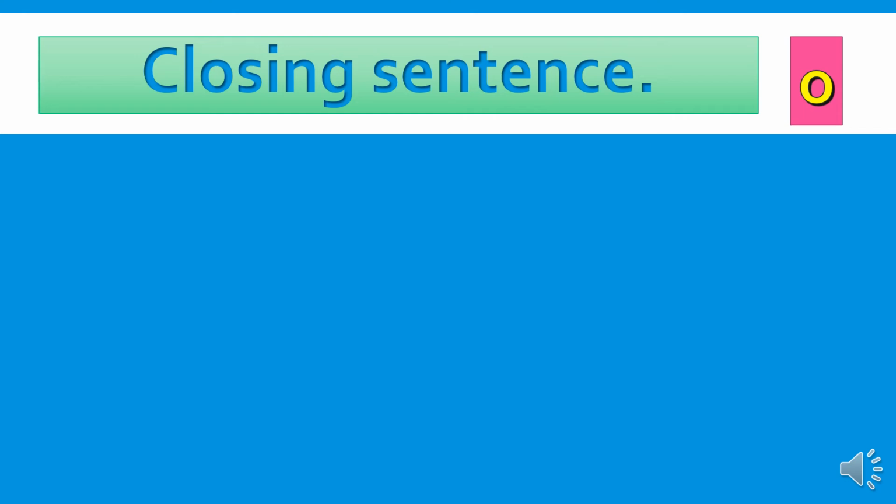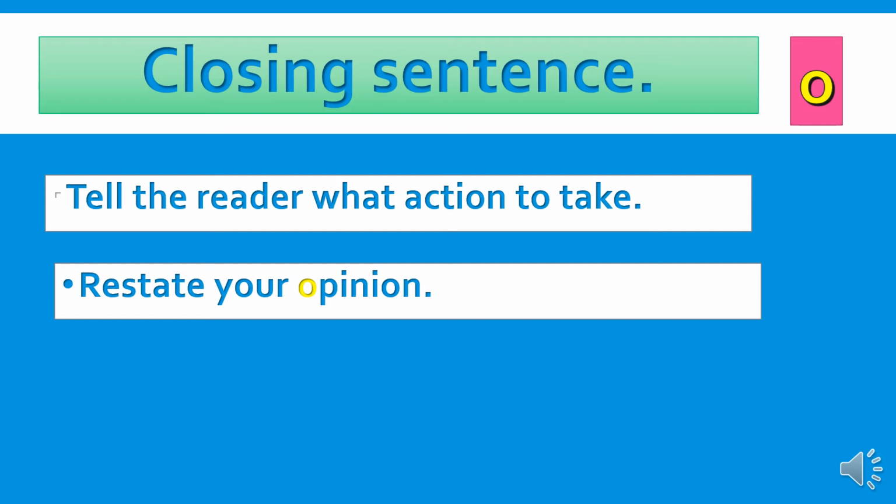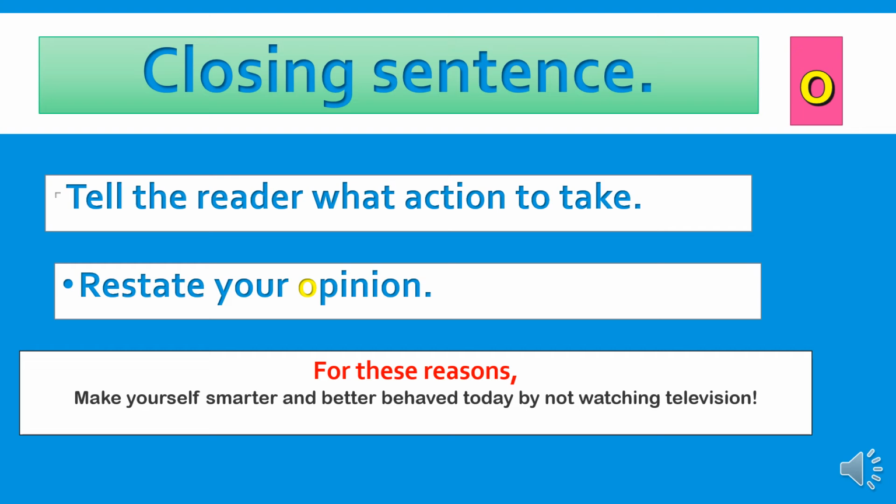The last step of the Oreo, which is the O. You need to tell the reader what action to take. In other words, you need to restate your opinion. For example, I wrote here the last sentence in our paragraph, which is, for these reasons, make yourself smarter and better behaved today by not watching television. So in this sentence, I told the reader not to watch TV today.